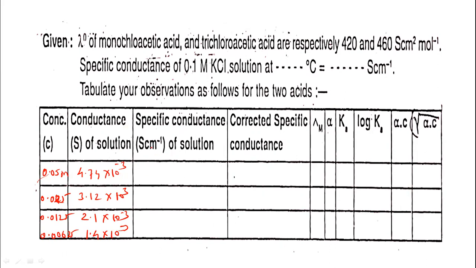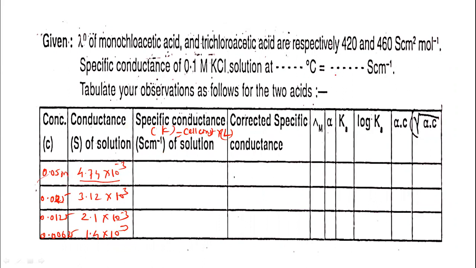After measuring the conductance, we have to determine the specific conductance of each solution. Specific conductance has the symbol K. Specific conductance K is equal to cell constant multiplied by conductance, with conductance as symbol L. So for every reading we have to multiply it by the cell constant.